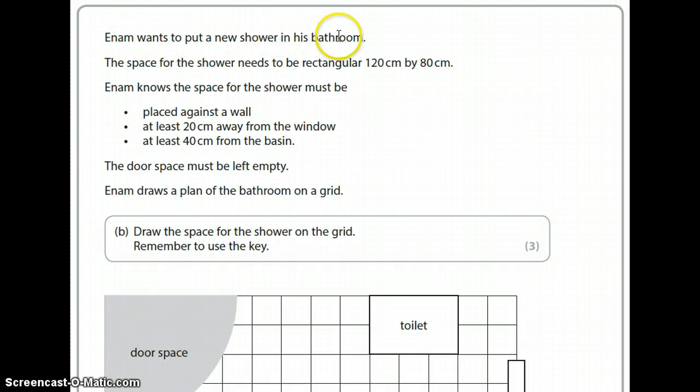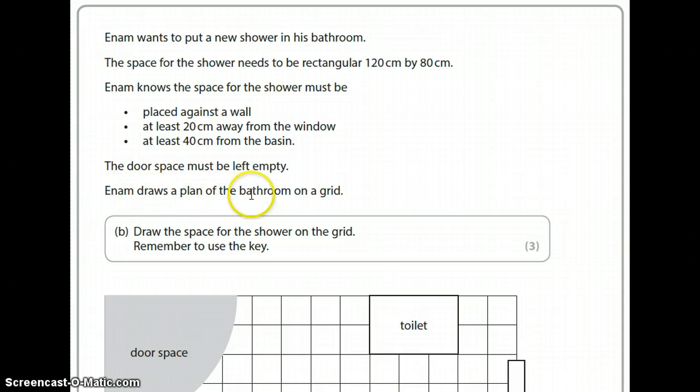Enam wants to put a new shower in his bathroom. The space for the shower needs to be rectangular, that by that. Enam knows the space for the shower must be placed against a wall, at least that much away from the window, at least that much from the basin. The door space must be left empty.